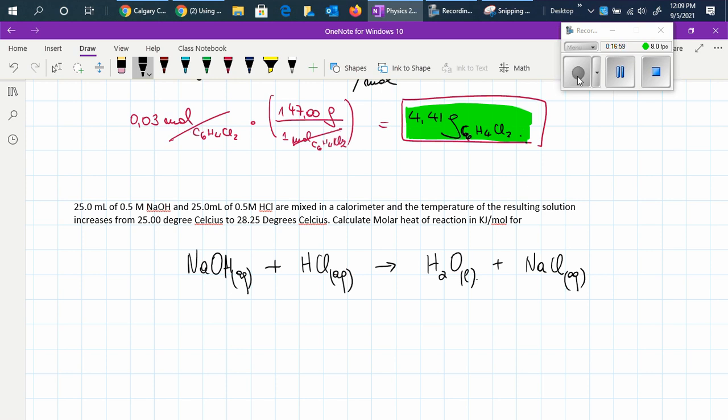So the assumption that we are making here is that the volume of product is the combined volume of the reactants.